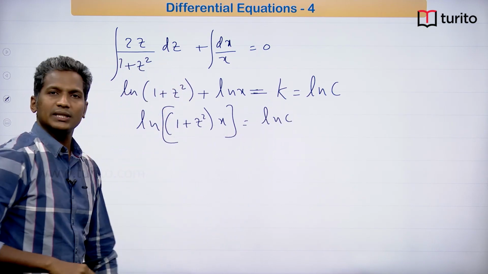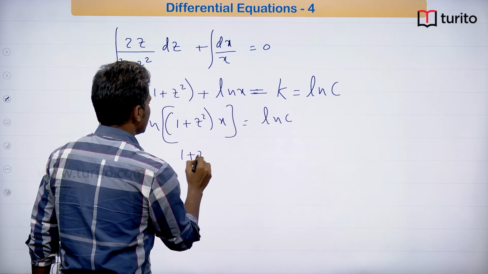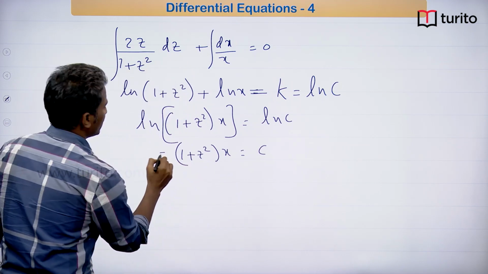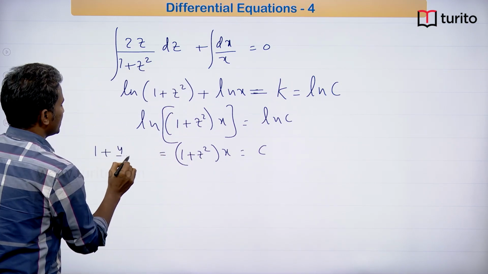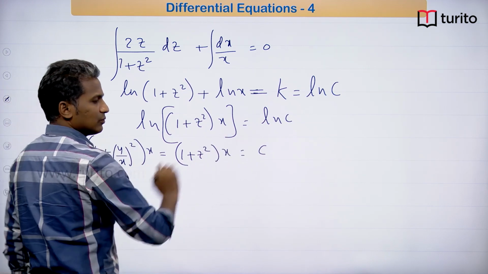So, because both sides are log, we can equate the index. So, we can say that 1 plus z square into x is same as c, or we can also substitute z as y by x here. So, 1 plus y by x whole square into x will be equal to c.